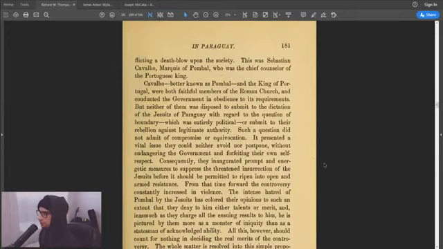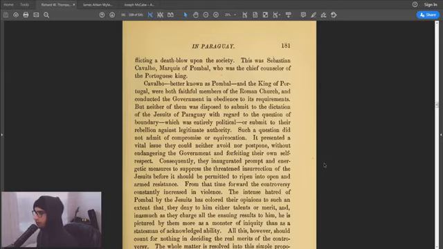So, okay. It presented a vital issue. Such a question did not admit of compromise or equivocation. It presented a vital issue they could neither avoid nor postpone without endangering the government and forfeiting their own self-respect. Consequently, they inaugurated prompt and energetic measures to suppress the threatened insurrection of the Jesuits before it should be permitted to ripen into open and armed resistance. From that time forward, the controversy constantly increased in violence.